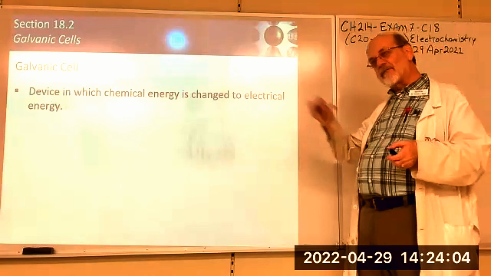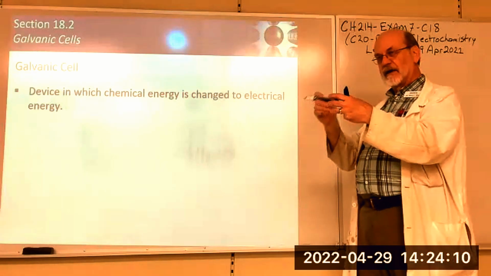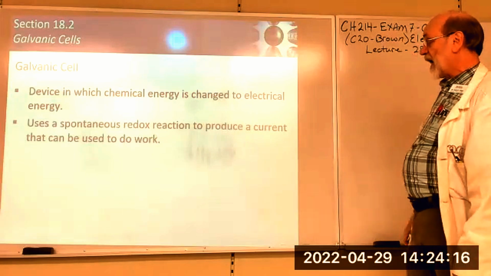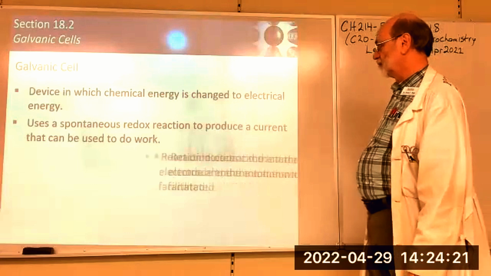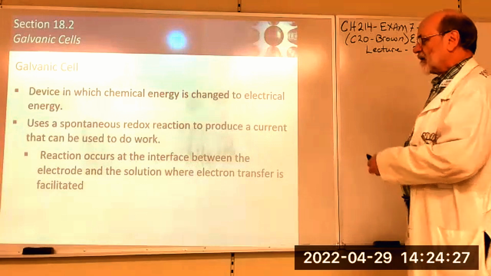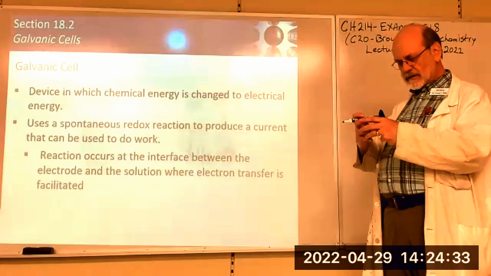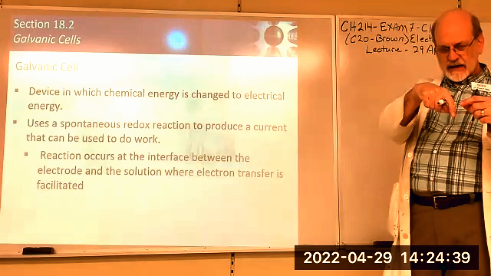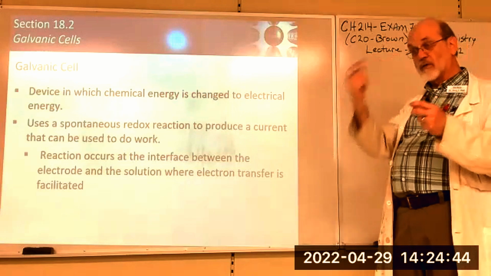Each one of those half reactions is going to be in a separate physical cell. Then we have to connect them. And the reaction has to be spontaneous. The reactions that take place in these cells occur at the electrode. So you've got a solution and an electrode sticking down in it, and off of that electrode is a wire that goes to the other electrode. And electrons are transferring one way or the other.